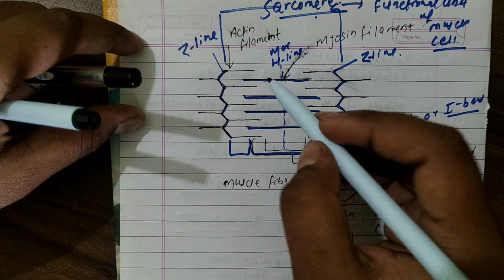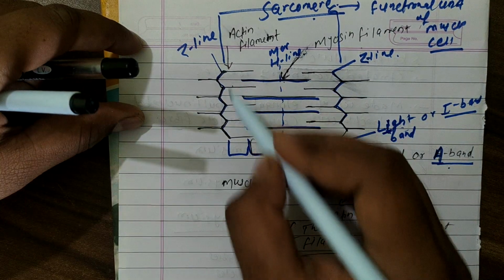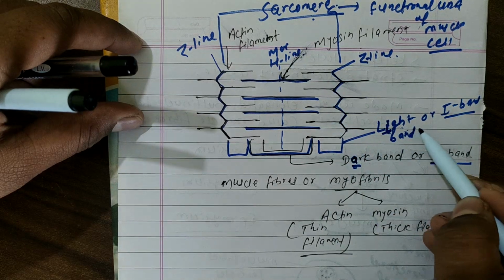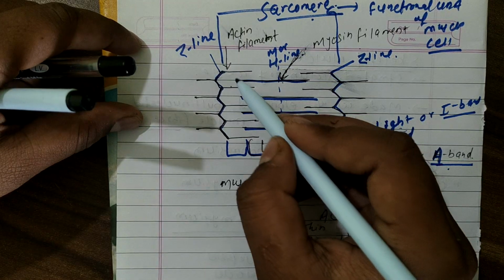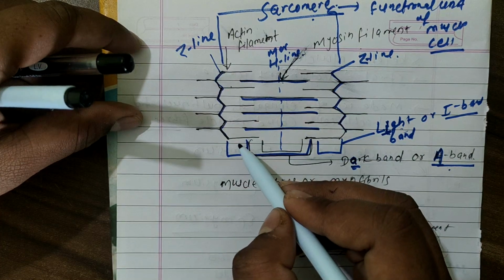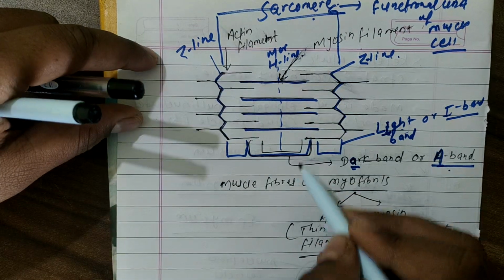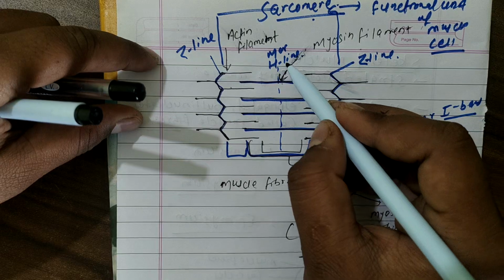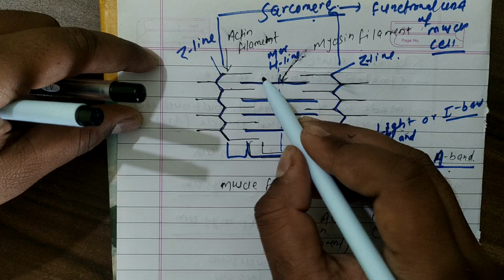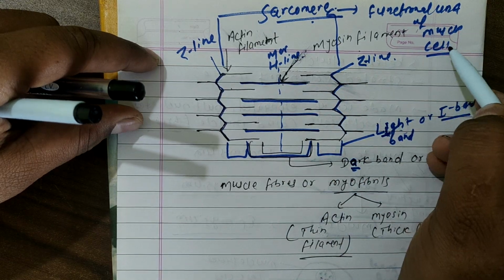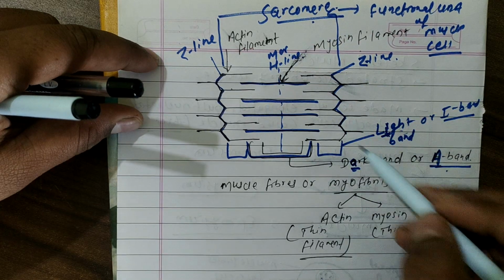Now let's revise. This myosin part is known as the A band or dark band, and this light portion is known as the I band or light band. The middle of the I band is known as the Z line, and the middle of the myosin or dark band is known as the M or H line. The portion between two Z lines is the functional unit of a muscle cell. So this is the ultrastructure of the muscle cell.